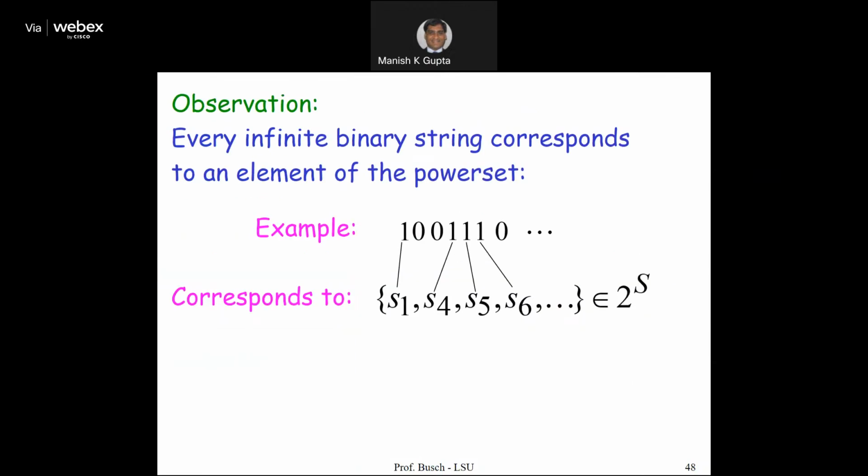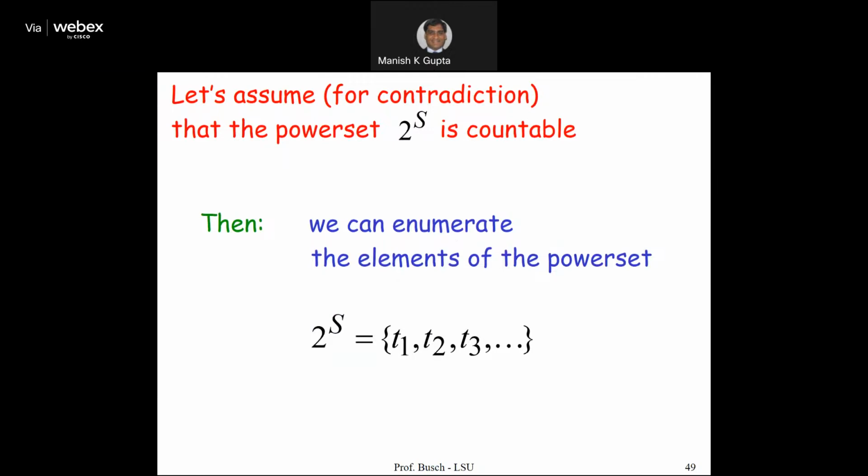So the observation is every infinite binary string corresponds to an element of the power set. Wherever there is a 1, I will take that member of the set. So for example, here 1, 0, 0, 1, 1, 0 means the first element of the set, fourth, fifth, sixth, and so on, right? If S is S1, S2, S3, and so on, we can actually write every element of the power set as a binary string. Now the proof starts.